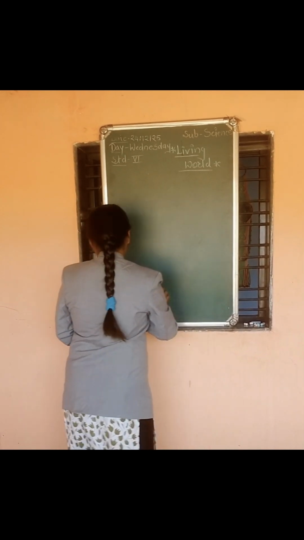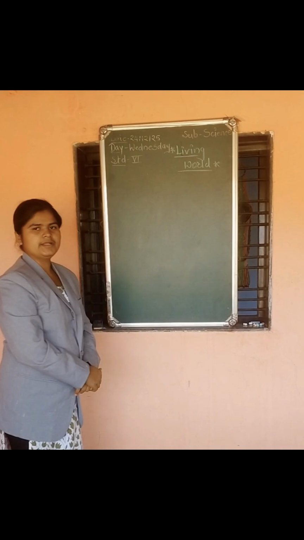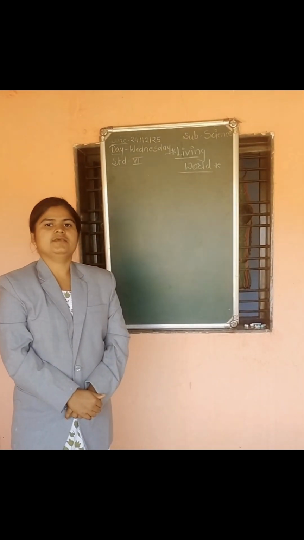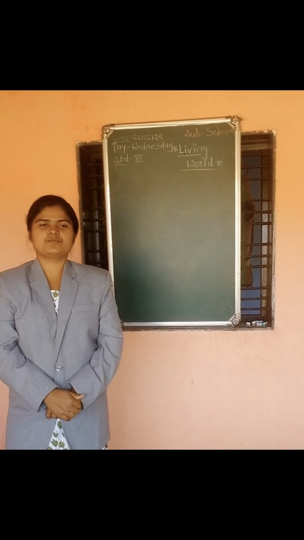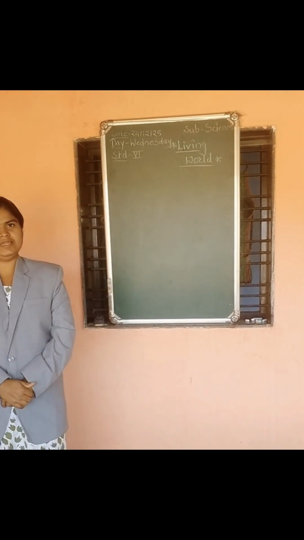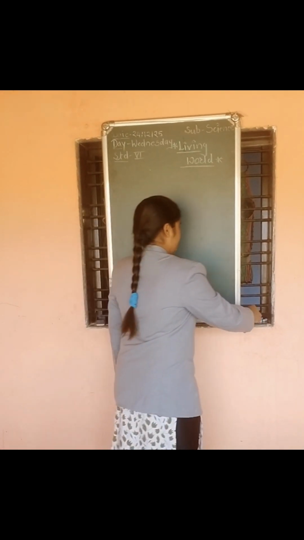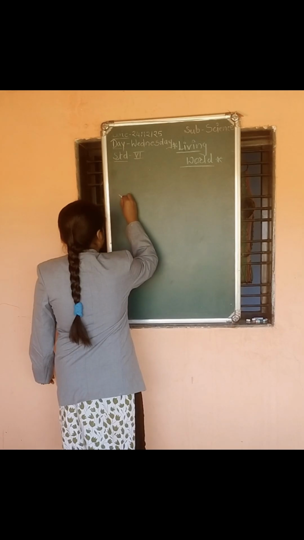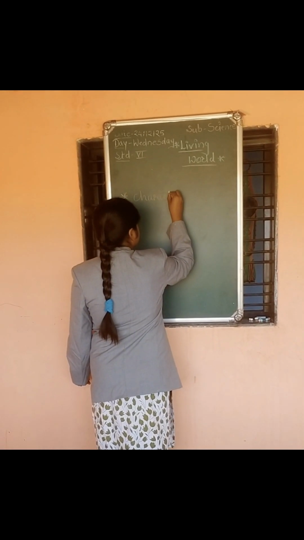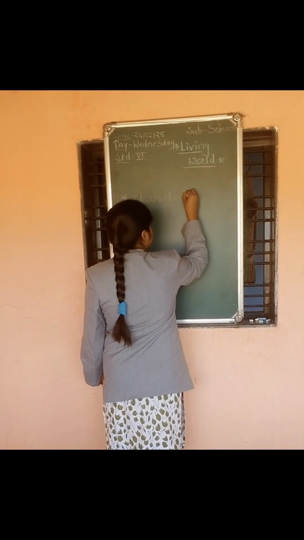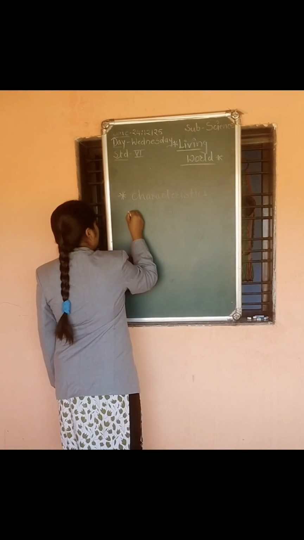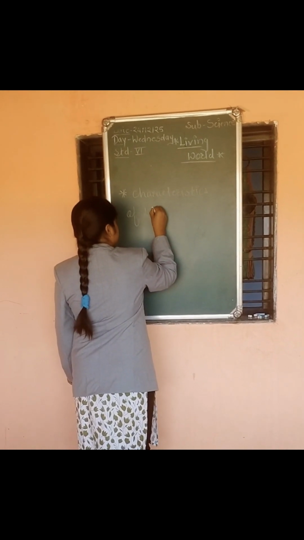Now we are studying the different characteristic properties of plants and animals, meaning the different characteristics which are present in the various plants and animals. So we are studying the characteristics of living things.